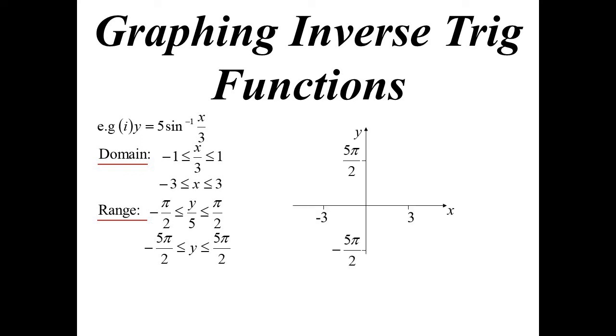Now, really, we just need to draw in the basic inverse sine graph. We just change the values on the endpoints of the domain and range. So on my axes, instead of going -1 to 1, I'm going -3 to 3. And on the y-axis, instead of going -pi on 2 to pi on 2, I'll go -5 pi on 2 to 5 pi on 2. Then I just draw in the basic inverse sine graph. And so there we have it. Y equals 5 times the inverse sine of x on 3. Those dilations are very easily handled.